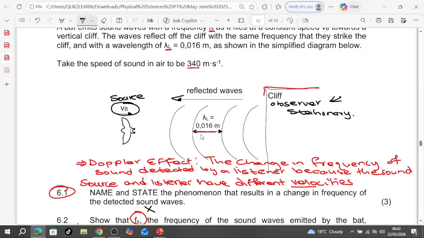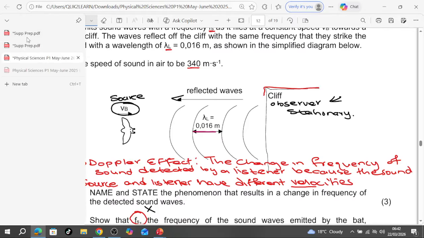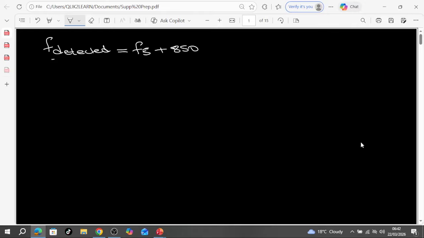And then what is this? We need to write down the formula for a moving observer. Let's go and write it down. So for the formula for a moving observer, we need to find F detected, and remember we said that this is V. So for a moving observer, this will be V plus, this time we say VB, because this one is not 0, and this is divided by V.